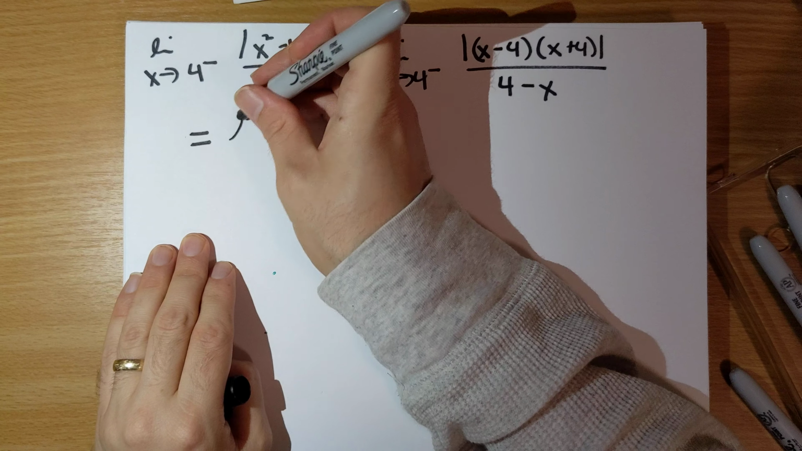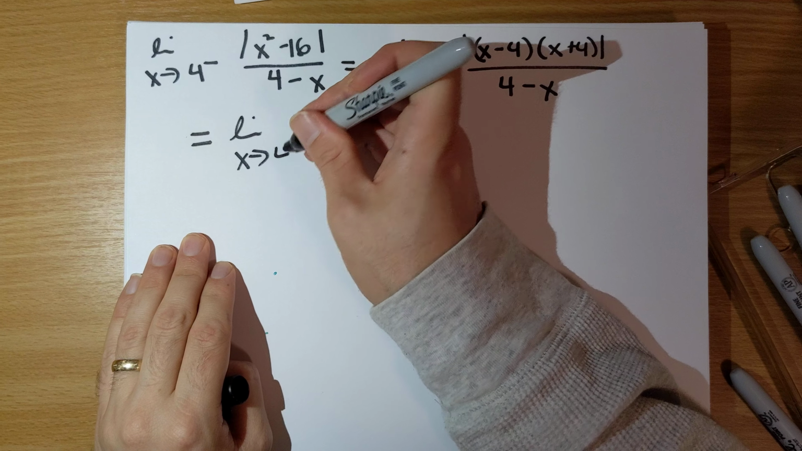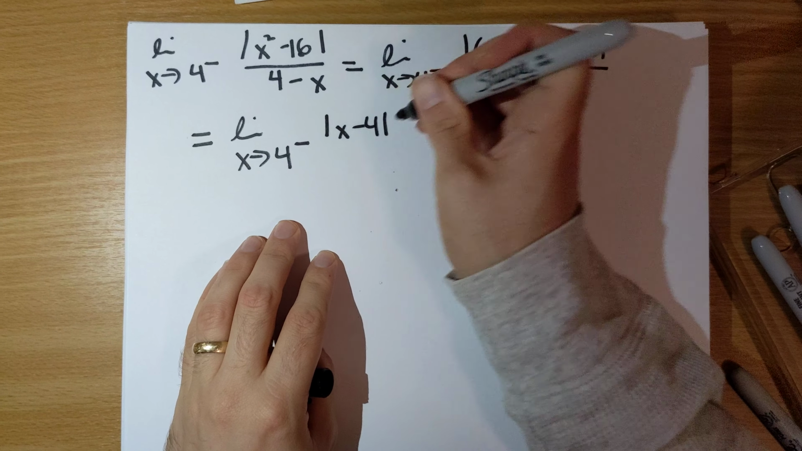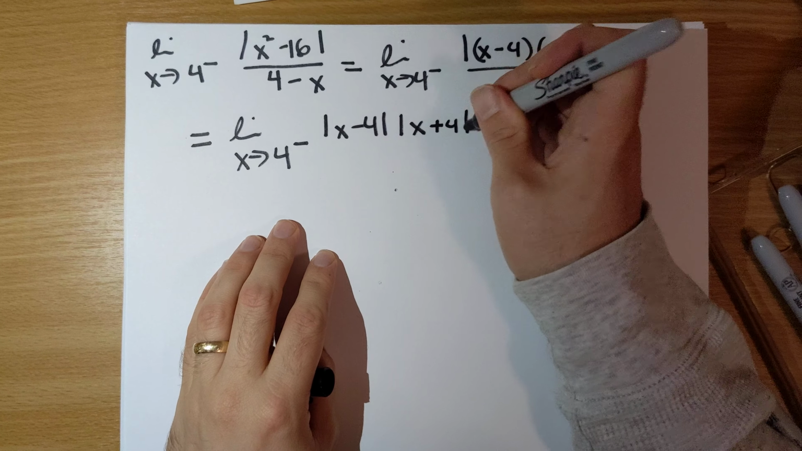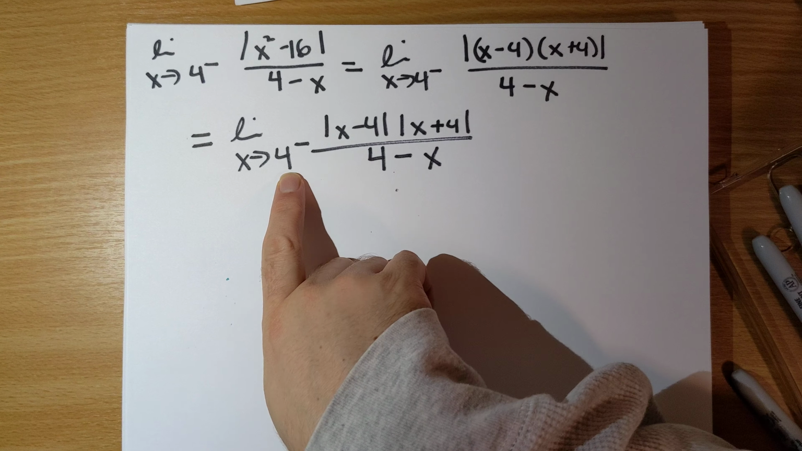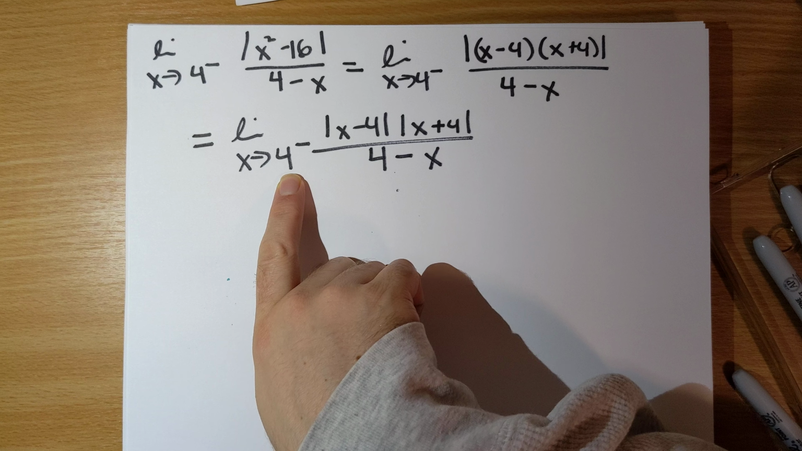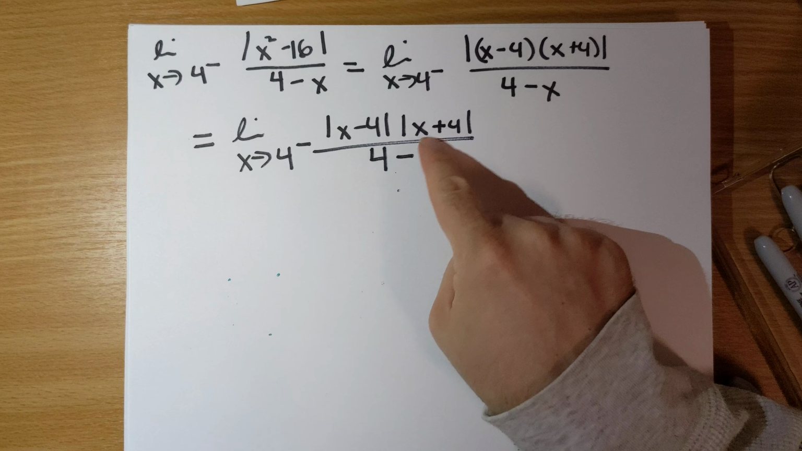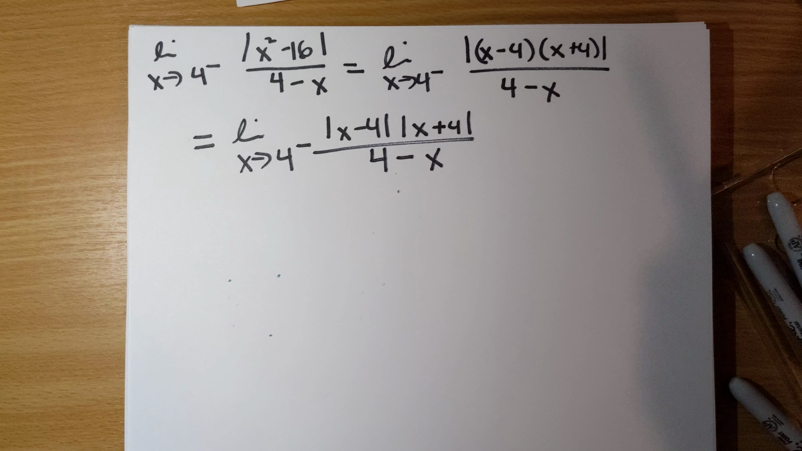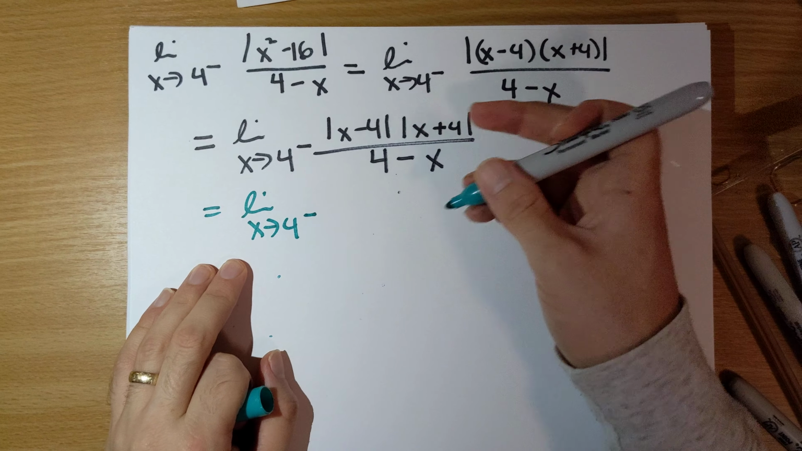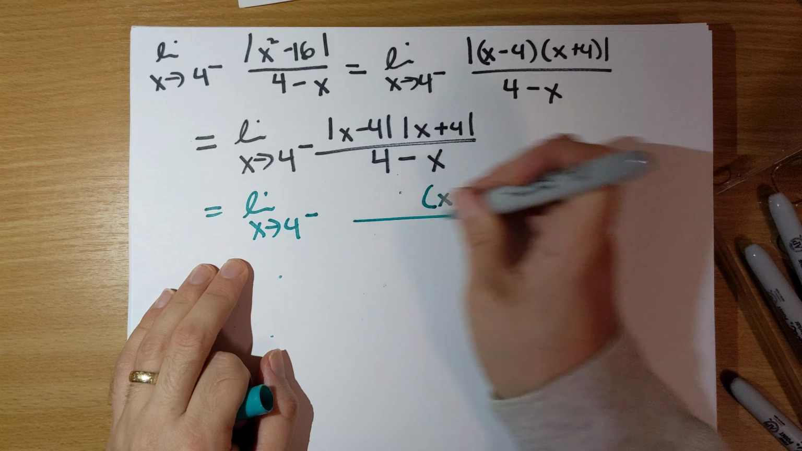The next thing to do is a very small cosmetic change, but it's important here. The absolute value of this times this is the absolute value of the first thing times the absolute value of the second thing. Now let's think about these two absolute values. x is getting close to 4, a little bit smaller than 4, so x plus 4 is getting close to 8. That's going to be positive, so we can drop the absolute value bars around the second term in the numerator and just make this x plus 4.